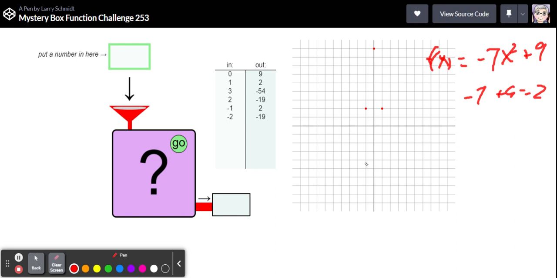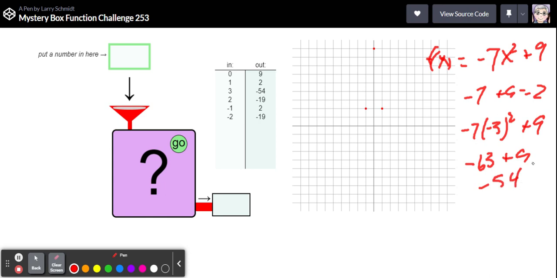Maybe we can use this to predict one more value. Let's put in a negative 3 and see what happens. So negative 7 times negative 3 quantity squared plus 9. Well, negative 3 quantity squared is a positive 9. And negative 7 times a positive 9 is a negative 63. And plus 9, that should be negative 54.